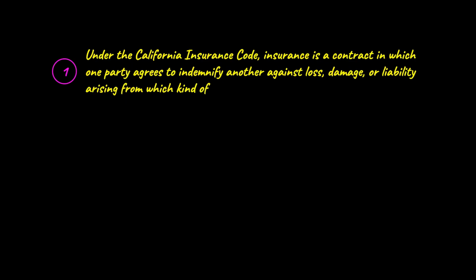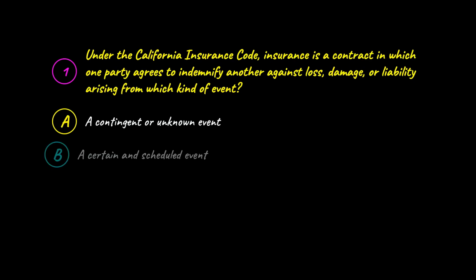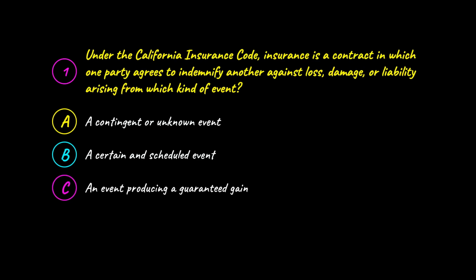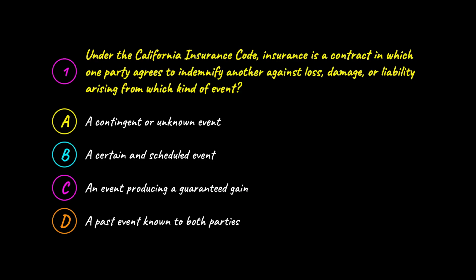Question 1. Under the California Insurance Code, insurance is a contract in which one party agrees to indemnify another against loss, damage, or liability arising from which kind of event. Your options are A, a contingent or unknown event, B, a certain and scheduled event, C, an event producing a guaranteed gain, D, a past event known to both parties. Which one is it? Pause the video if you need more time.